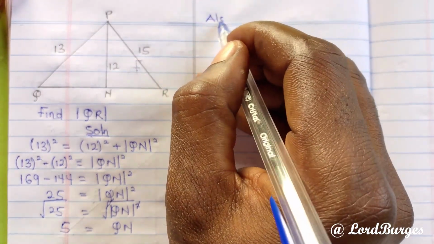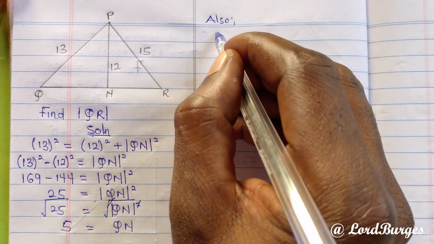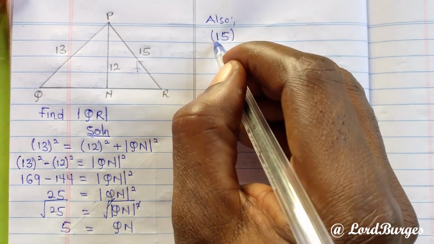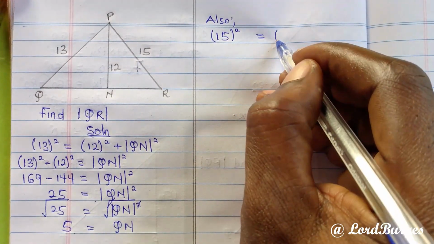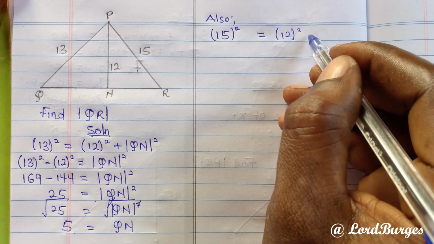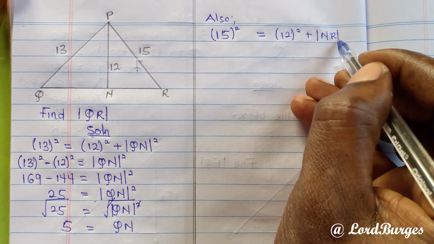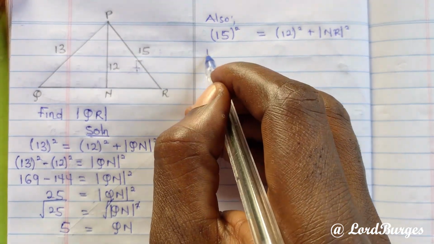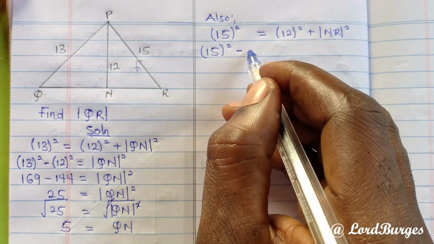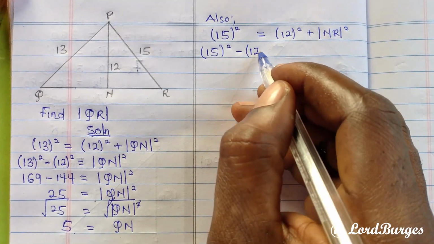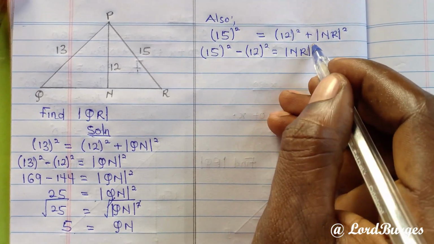Also, I'm taking the right triangle. 15 squared, which is the hypotenuse, should be equal to 12 squared plus NR squared. So I have 15 squared when I group like terms minus 12 squared is equal to NR squared.